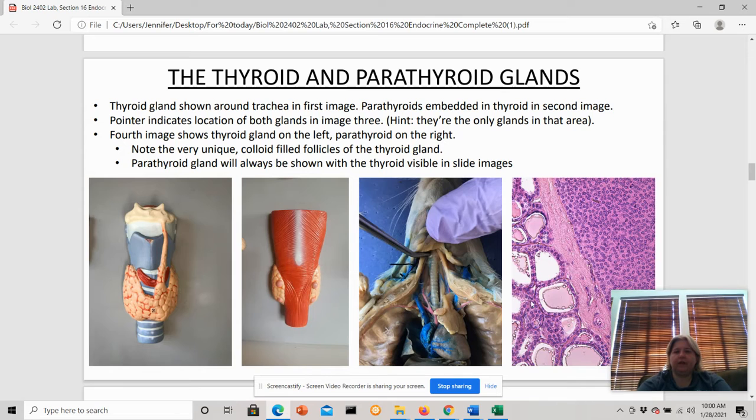And then we have this histology here. On this side, we have the thyroid, and we can see the follicular cells, which would be filled with colloid. And then on the other side, we have the parathyroid gland.